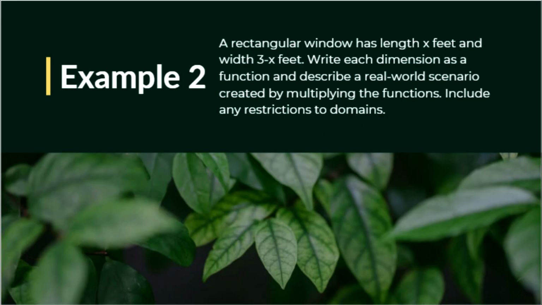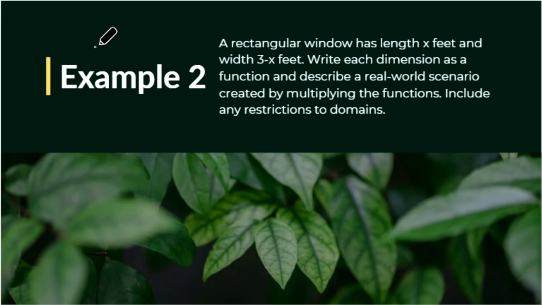Okay, here's example 2. A rectangular window has length x feet and width 3x feet. Write each dimension as a function and describe a real-world scenario created by multiplying the functions. Include any restrictions to domains.